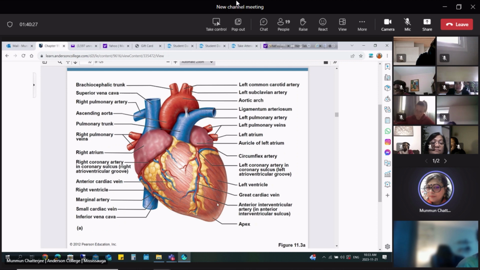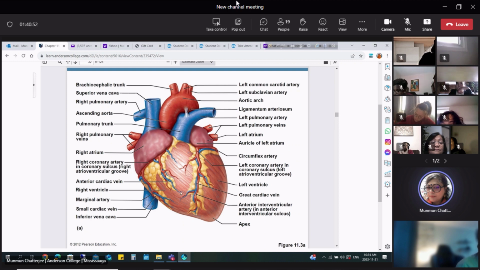So if there is a deficiency in oxygen or nutrients, the heart cannot pump properly. Then you feel breathlessness and pain, the angina, cardiac pain. When there is an insufficient oxygen supply, we are going to learn a couple of heart problems.